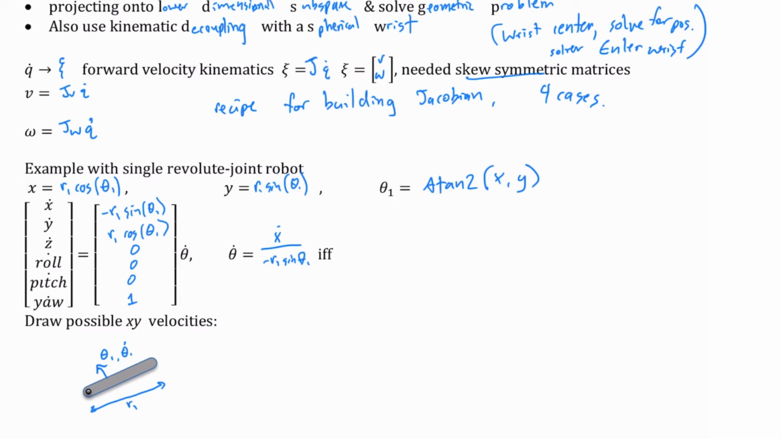But you can only do that if and only if, that's what the IFF means, if and only if you're getting the same solution for both of those. So x dot over negative r1 sine theta 1 is equal to y dot over r1 cosine of theta 1. And there's a couple times when this is not invertible. When this denominator is 0, then we can't solve for this.